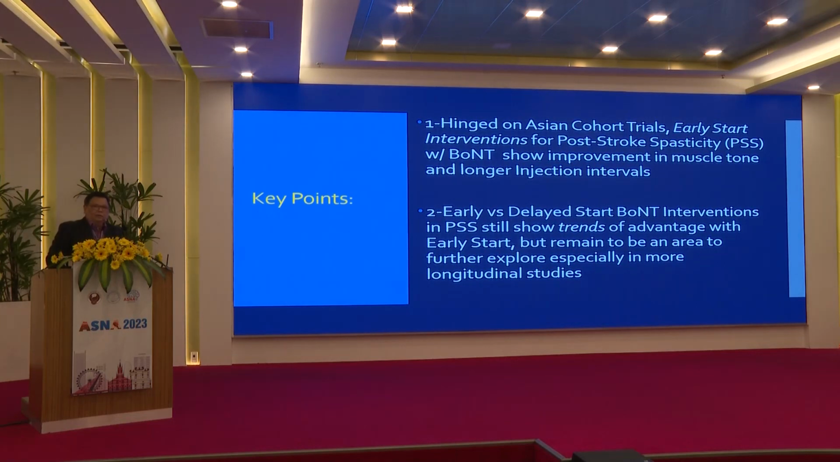So that's the key point of this talk. Early intervention is the way to go. As long as you have the chance to see a patient with spasticity, you intervene early. Now, it's up to you whether you use high doses based on that University of Texas study. Thank you very much.